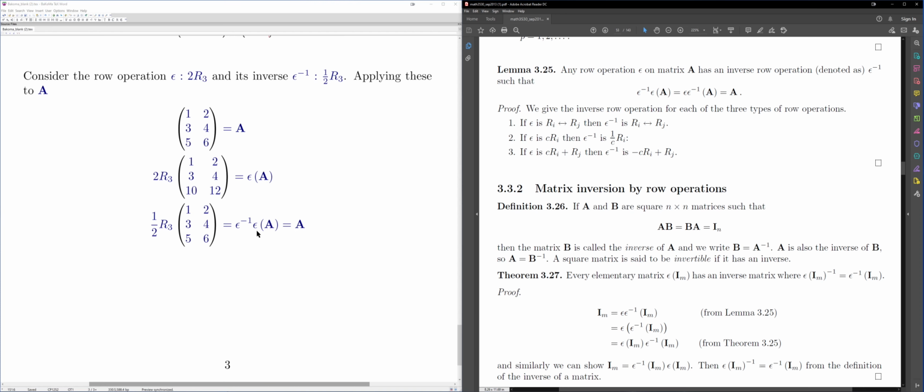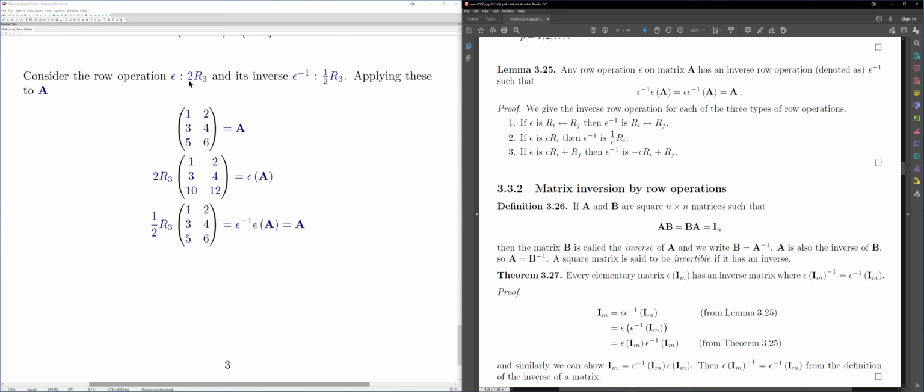Or let me explain this a little more rigorously. I have matrix A over here. I apply a single row operation epsilon, and then when I apply the inverse of that row operation epsilon, it has the effect of canceling the epsilon operation. So what I end up with is just my original matrix A. And you see an example here.